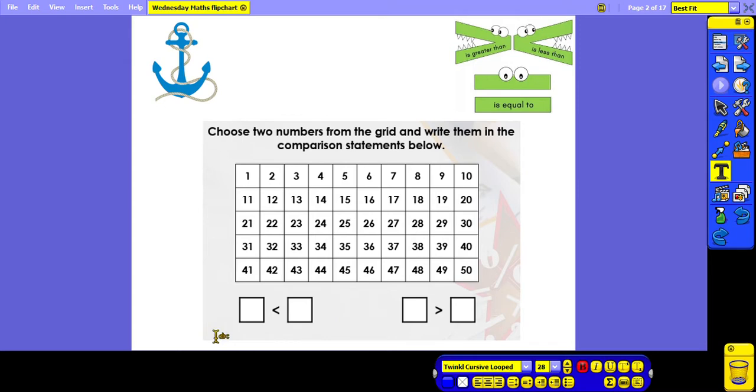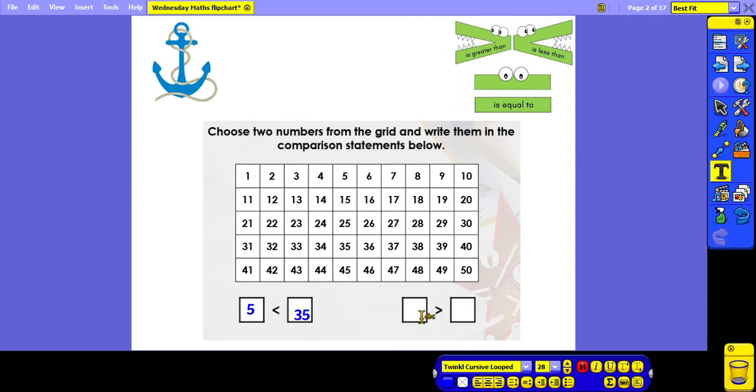Okay, so there are lots of different answers you could have had for these, so I'll just give you a couple of examples. For this first one, the number on this side must be less than the number on this side. So we could have the number 5 here and the number 35 here, because 5 is less than 35.